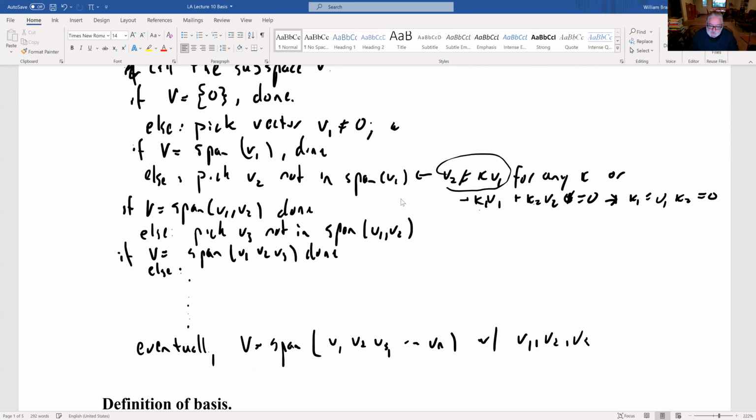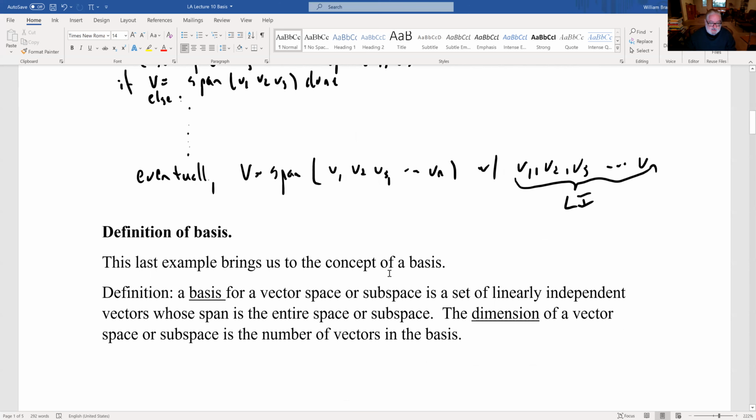And what do we get? The process gives us the first time we get V equals the span of a collection of vectors. What do we get? We have V is the span of a collection of linearly independent vectors. And that is what a basis is.